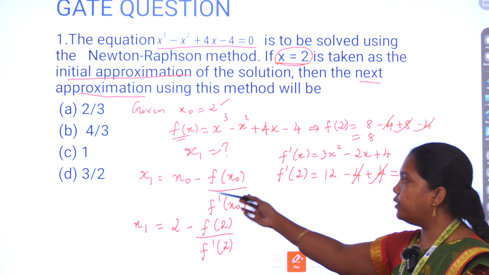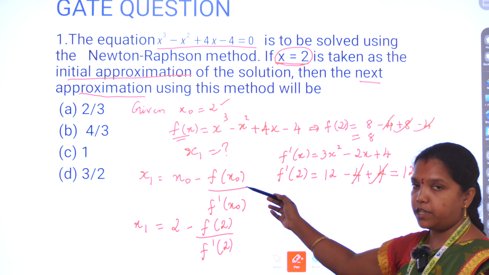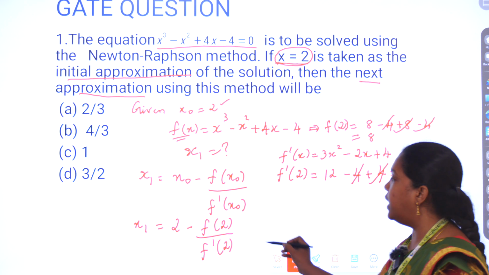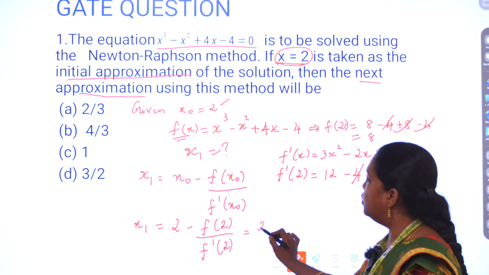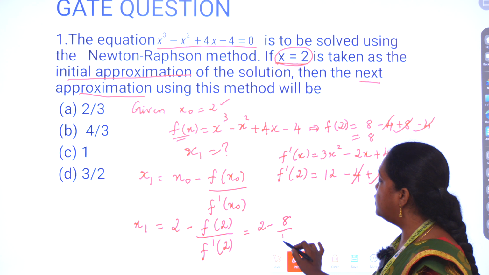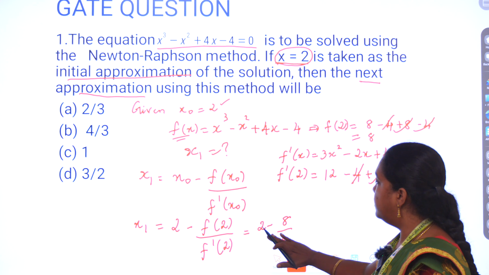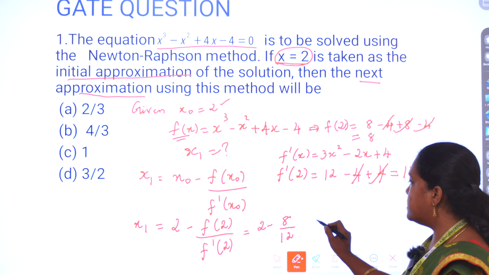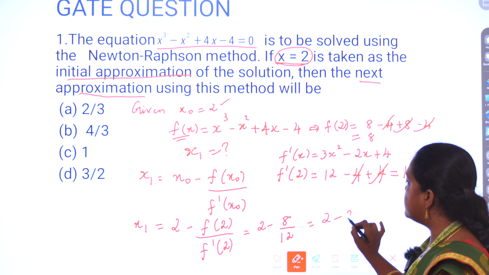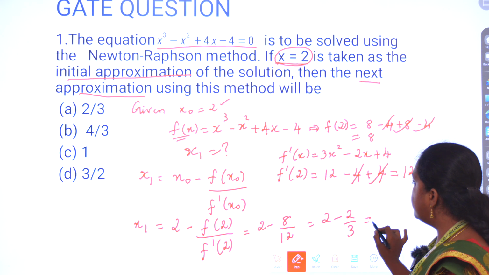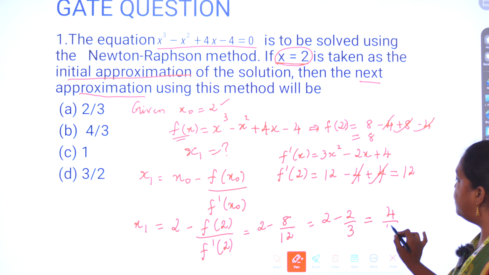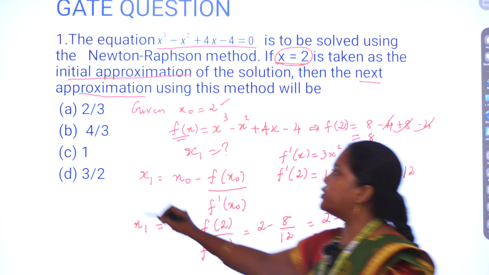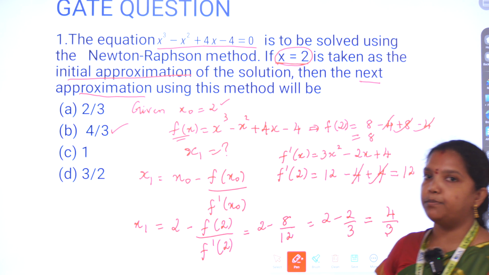So we know the x0 value, f of x0 value and f dash of x0 value. Substituting that, 2 minus 8 by 12. Simplifying this, 2 minus 2 by 3. Further simplifying this, we will get 4 by 3. So the right option is 4 by 3, that is B1.